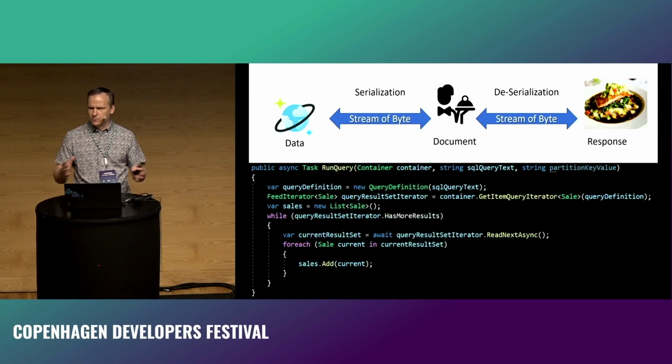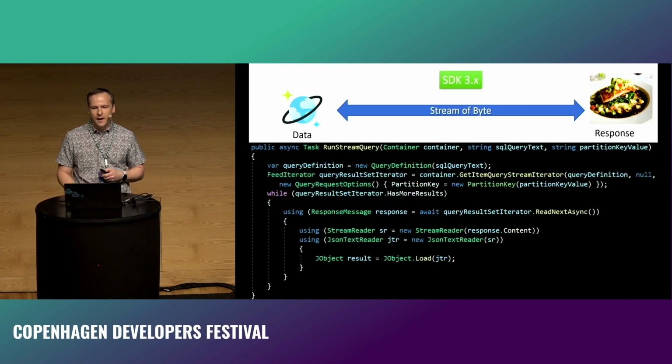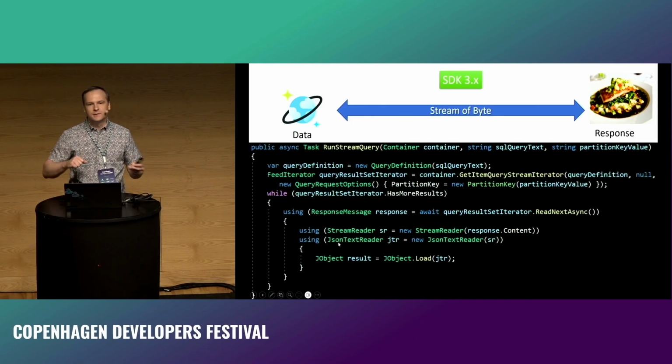You can easily make this simpler by using the Stream API. In the Stream API, as you can see, we are creating a JSON text reader here, and we get the data as JSON, and we return it as JSON. So rather than having two steps, this is just one step. The only catch here is you must have the partition key for this to work. Without the partition key, it's not going to work. So that's the only requirement for the Stream API.